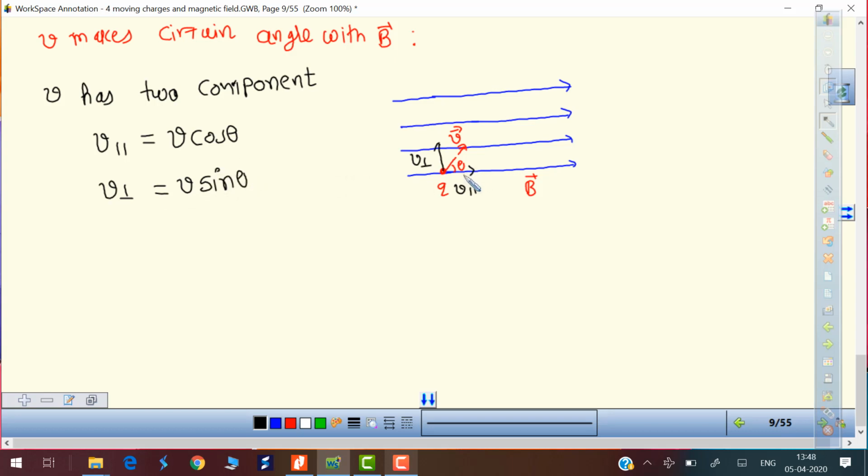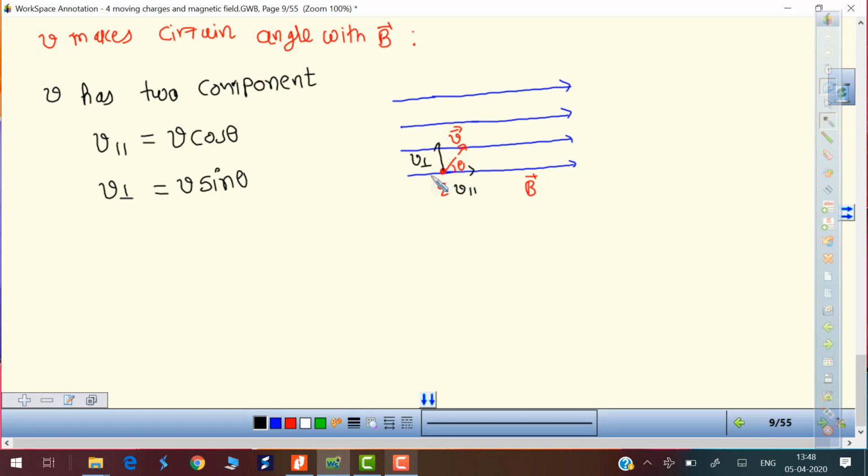If theta is equal to 0, then V perpendicular is 0. So the particle will move straight to the right without any deflection because the force is 0. Again I repeat, if theta equals 0, the particle remains in its own direction without deviation. And if theta is equal to 90 degrees, then the particle will perform circular motion in a plane perpendicular to the page.